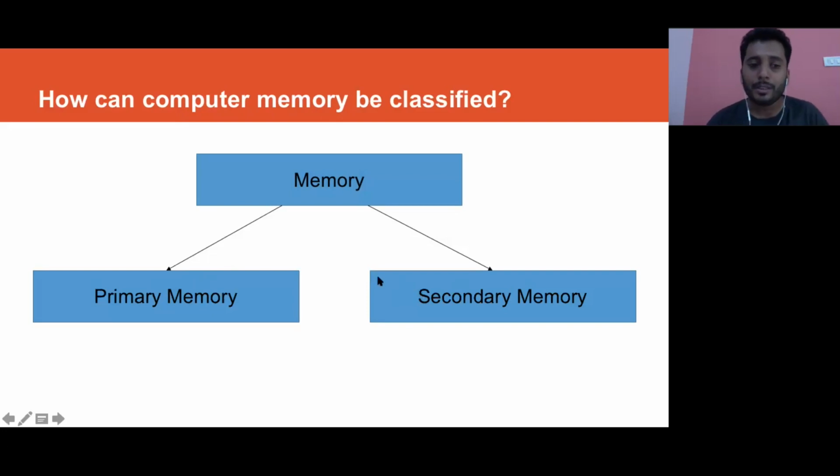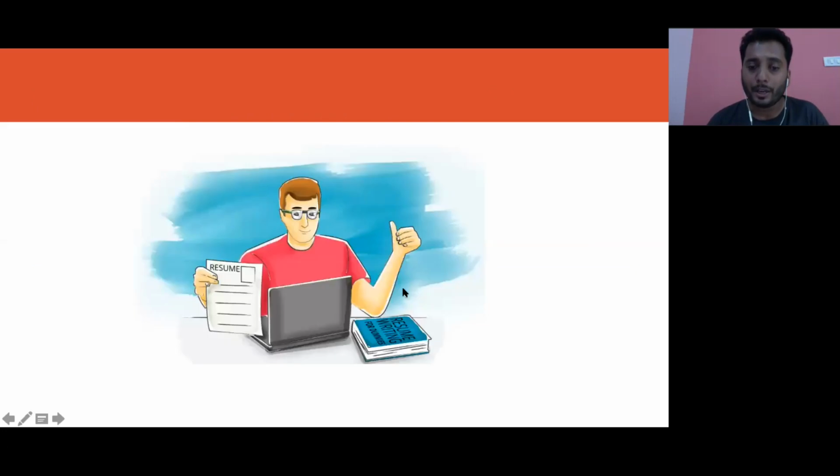To explain the difference between primary memory and secondary memory, I would take an analogy of a person who is trying to edit his resume. Assume he is using his desktop to edit his resume. There are two scenarios over here. The first scenario is that he is halfway done with the resume. Meanwhile, even before he saves the resume, the power goes off. When the power goes off, his desktop shuts down, and he forgot to save his resume.